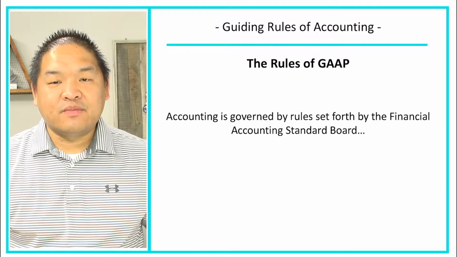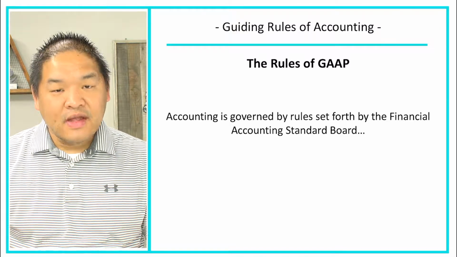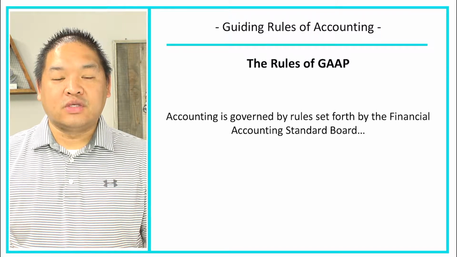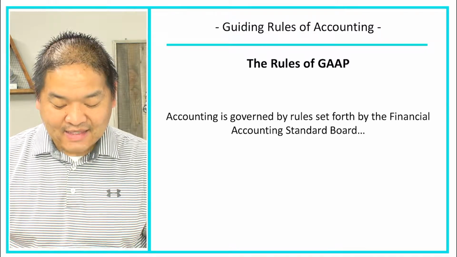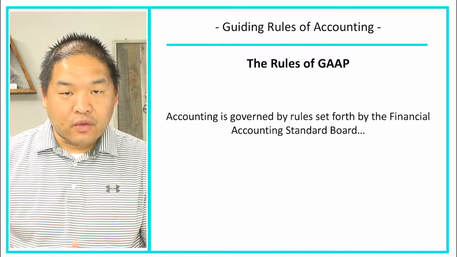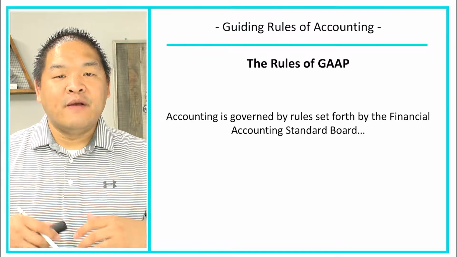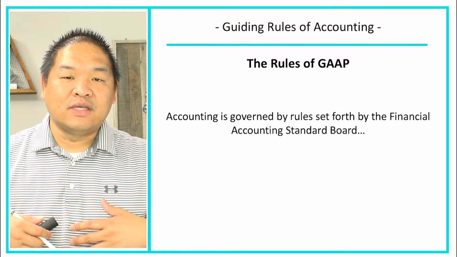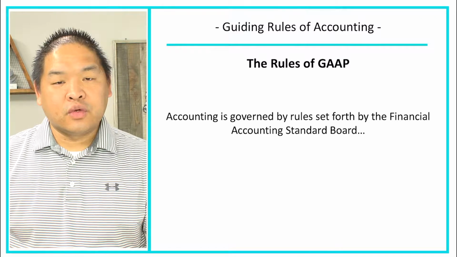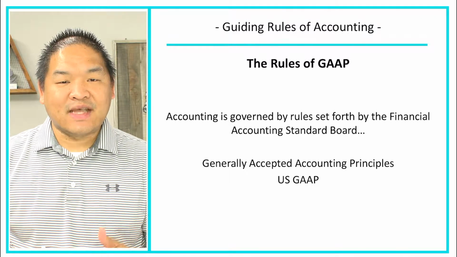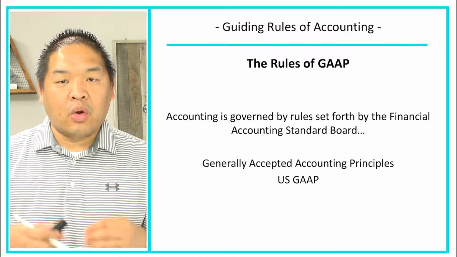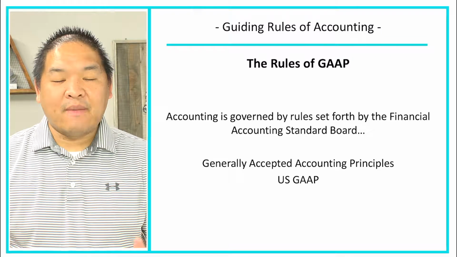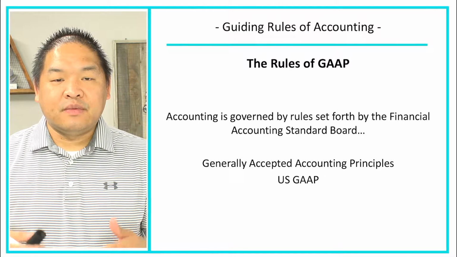Well, accounting is governed by a set of rules that are developed by the Financial Accounting Standards Board. So we call it FASB, F-A-S-B, the acronym for those 4 words, Financial Accounting Standards Board. There is a board that comes up with basically the rules that we as accountants follow. Those set of rules are called Generally Accepted Accounting Principles, or US GAAP. You'll often hear a lot of accountants call it GAAP or US GAAP. That's Generally Accepted Accounting Principles.